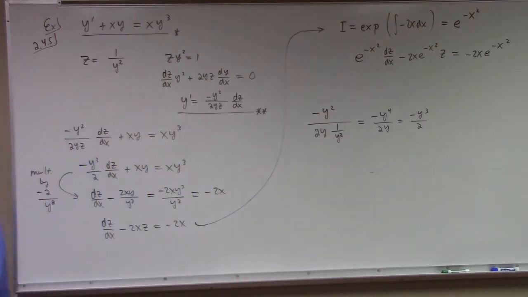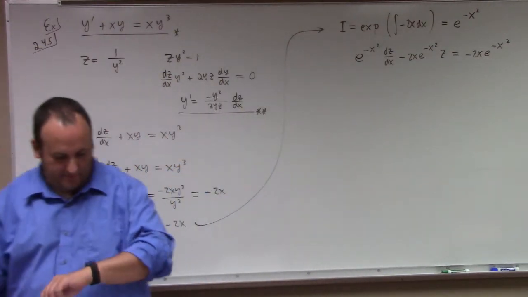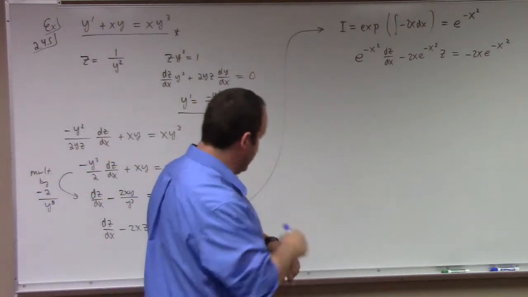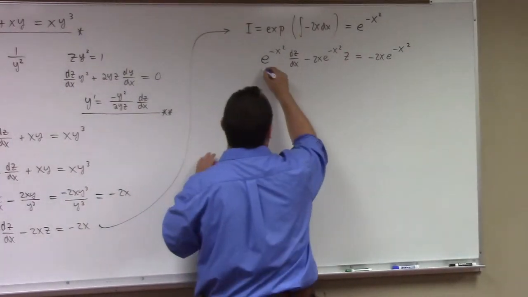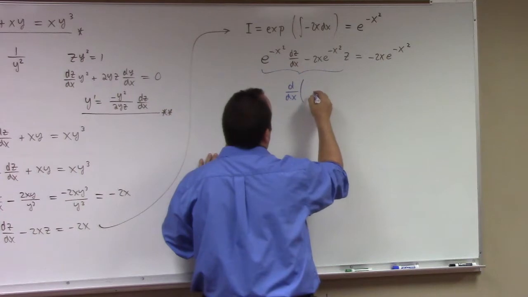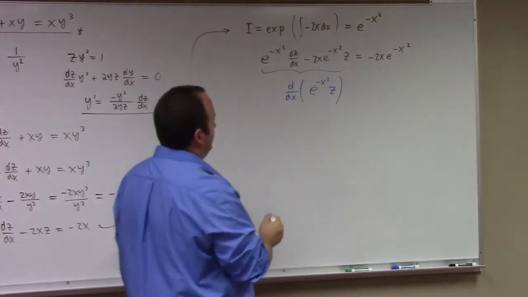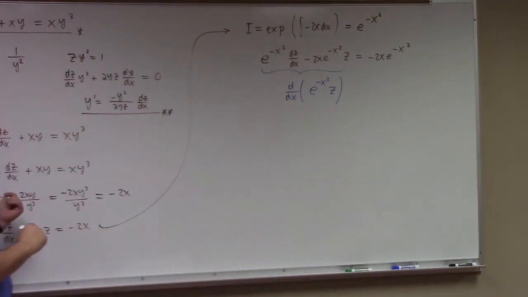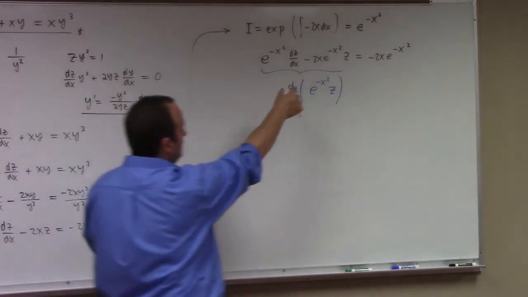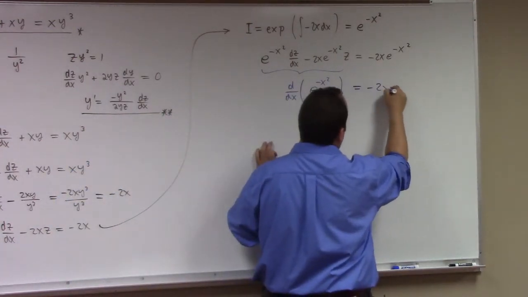If I did this integrating factor calculation correctly, the reverse product rule should work. Does it work? Are we in business here? Is it happening? What we got here looks like a d dx of e to the minus x squared times z, right? Because the product rule would give me e to the minus x squared times dz dx, and then the derivative of e to the minus x squared is minus 2x e to the minus x squared, which is what I have right here, times z. So yeah, product rule. And that's equal to minus 2x e to the minus x squared.